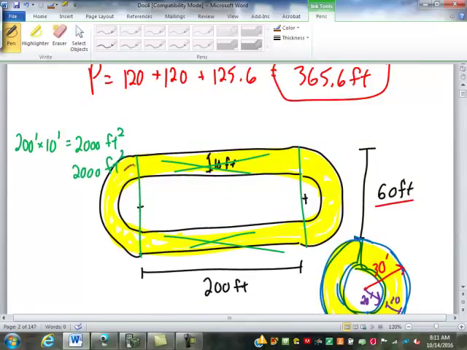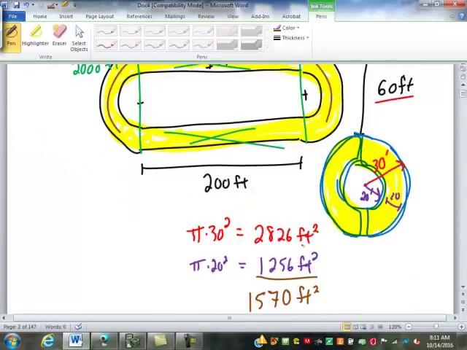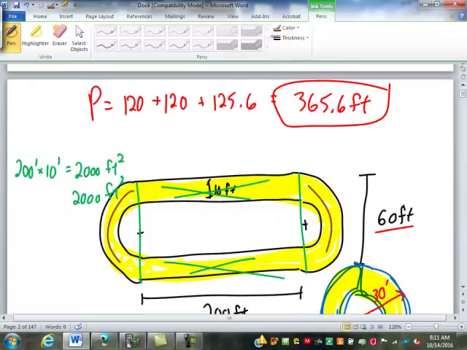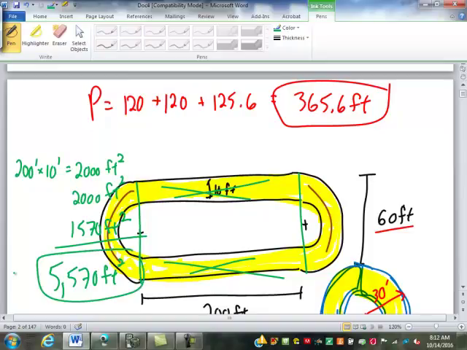So that's this area and this area that we're going to add to this. So that gives us a total of 5,570 square feet of area. Does that make sense?